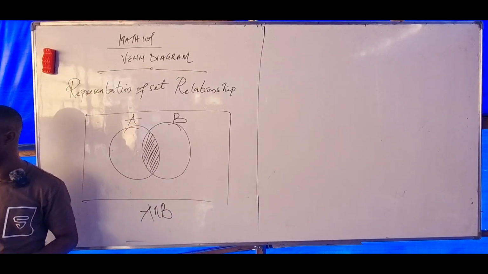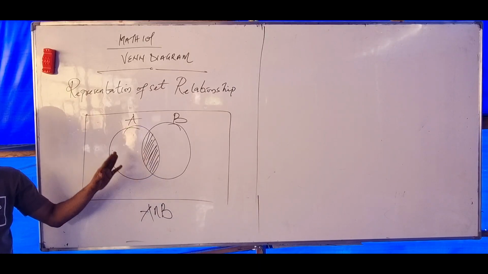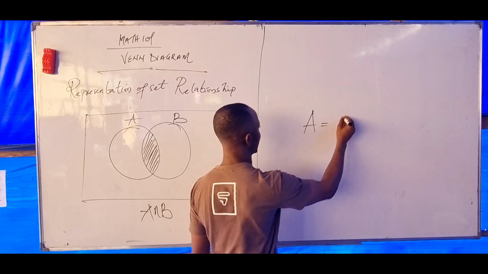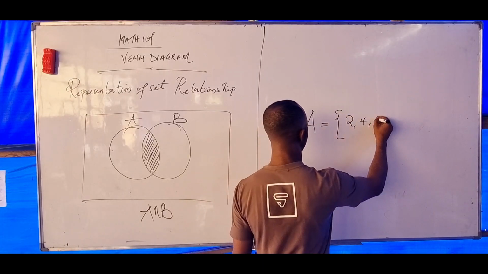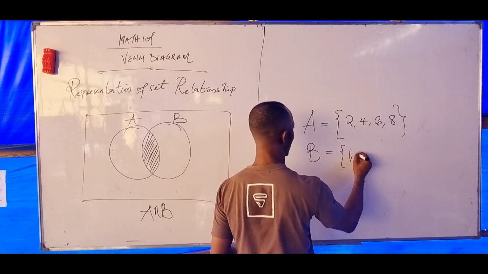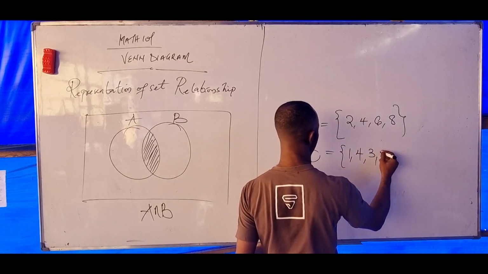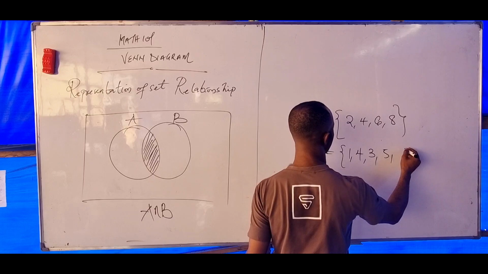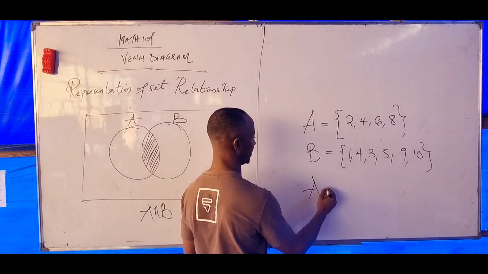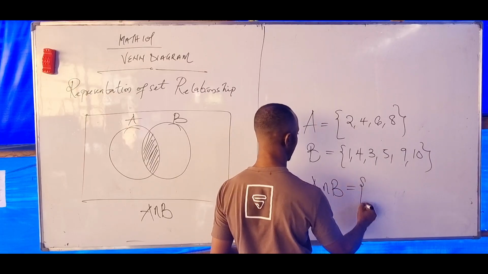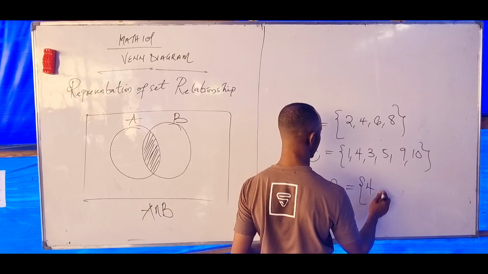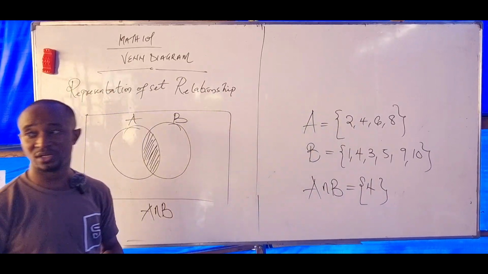Are you getting the concept there? The shaded part shows what is common in A and also in B. For instance, if we are given that A is 2, 4, 6, and 8, then let's say B is 1, 4, 3, 5, 9, and 10. If you are asked to find A intersection B, what's common between A and B? Just 4, right? So between A and B, only 4 is common.